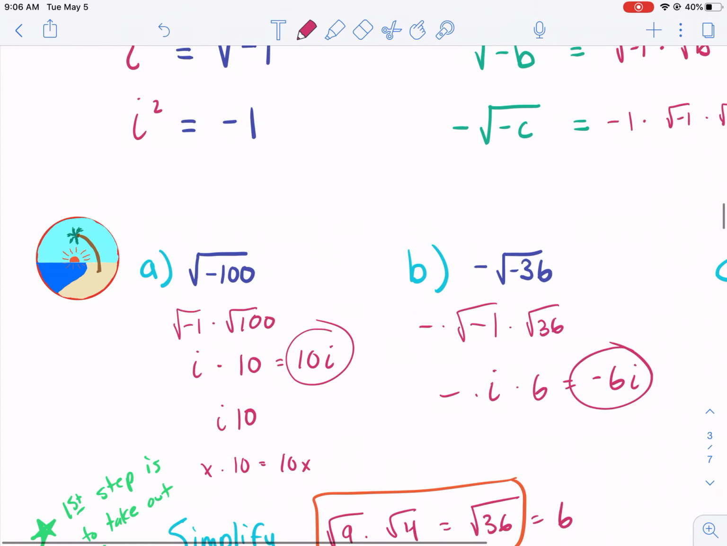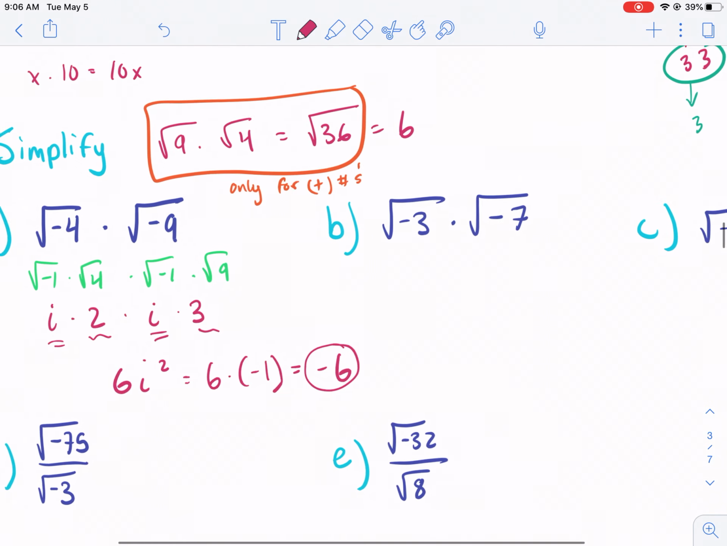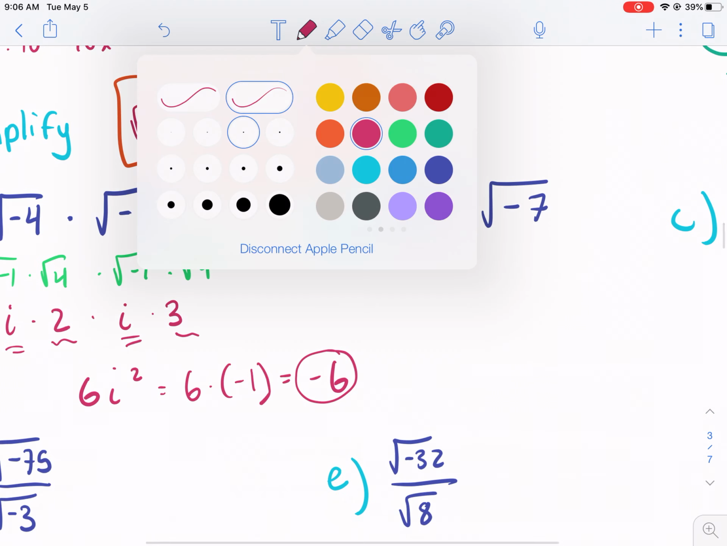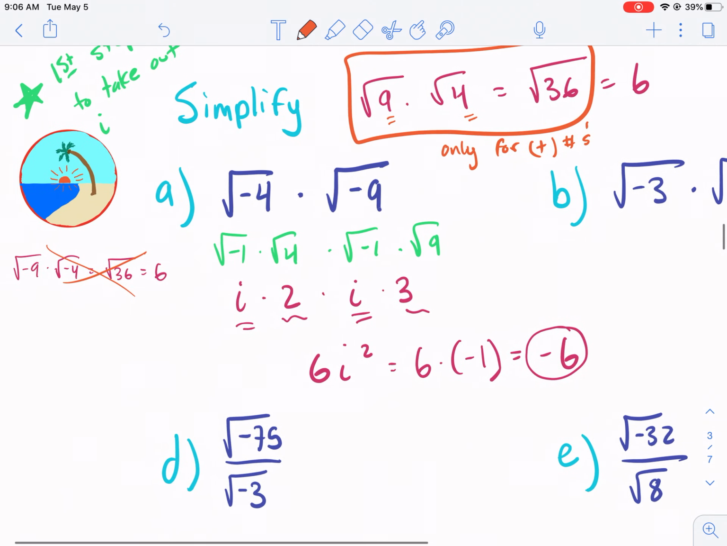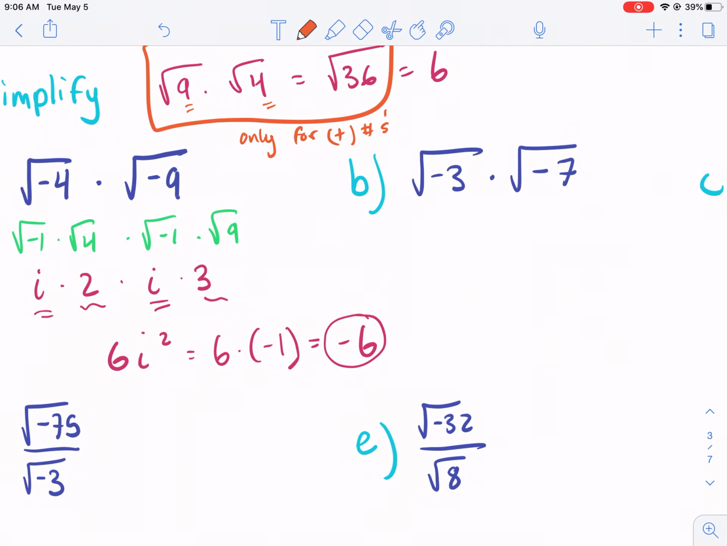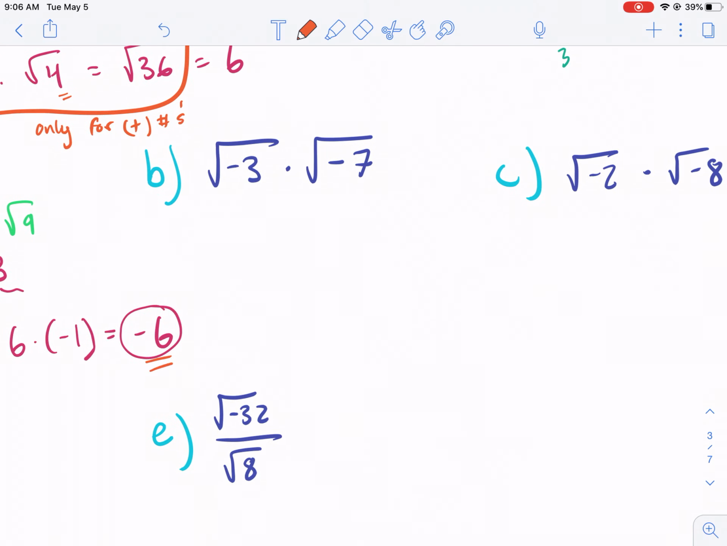So understanding the properties of i up here is very important because it helps us with some of these more complicated problems. So that seems to make sense, that if the positive square root of 9 and positive square root of 4 gives us positive 6, then the negative version of those numbers gives us a different answer, in this case negative 6. We're going to apply the same process here.